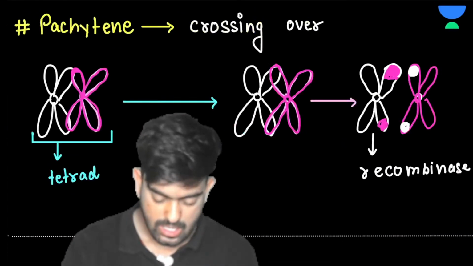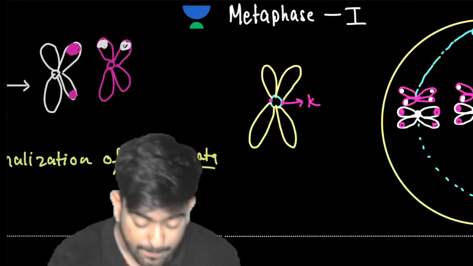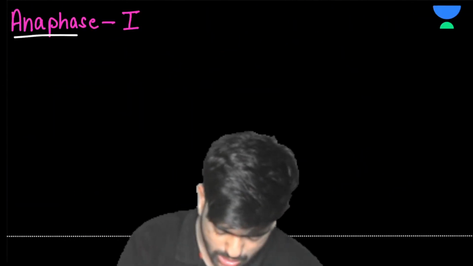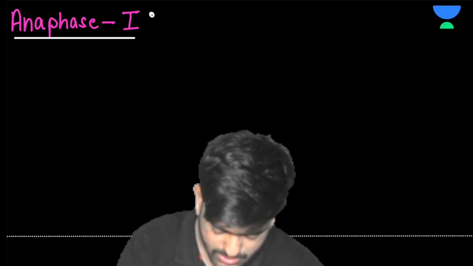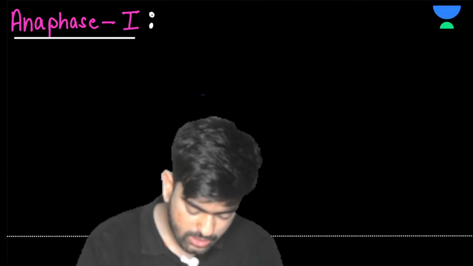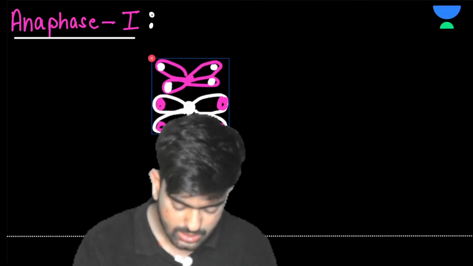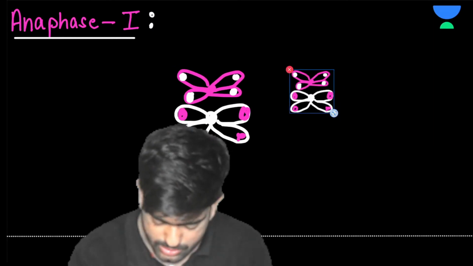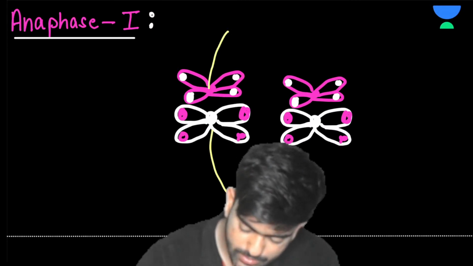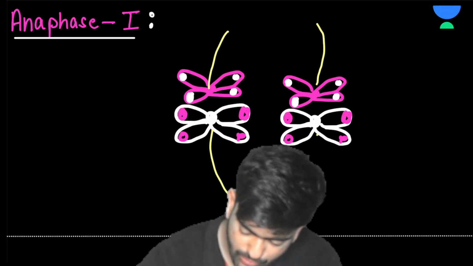What does this mean? Let me show you the diagram. And this is the best part. If you understand this, your cell cycle will be complete. See, till now, how were the chromosomes arranged? The chromosomes were something like this. These were the homologous chromosomes, right? And during metaphase 1, these chromosomes are attached with the spindle fiber. Yes or no? Like this, like this.